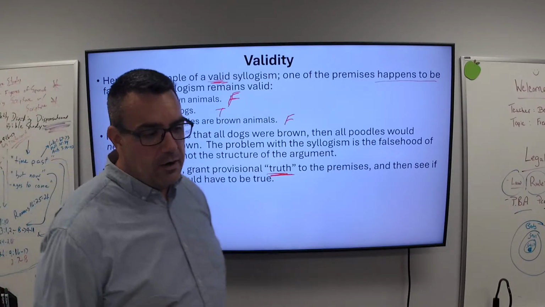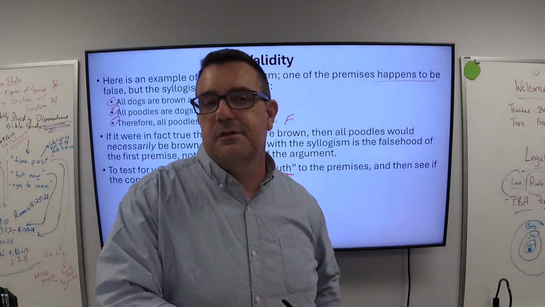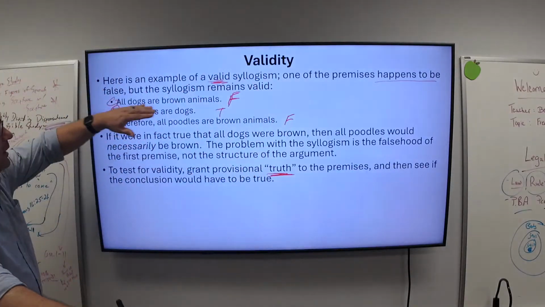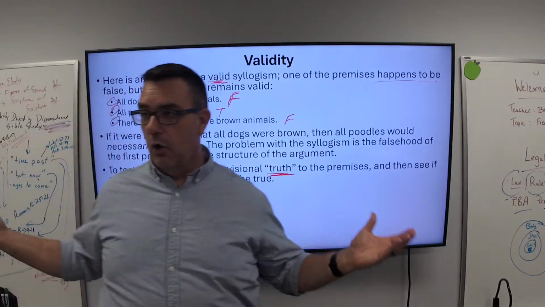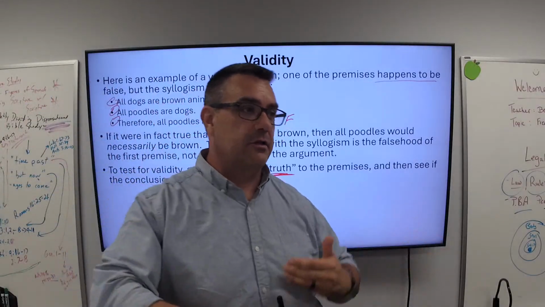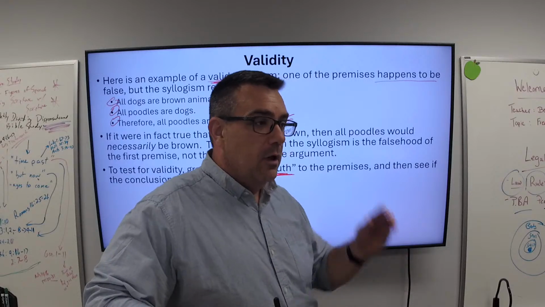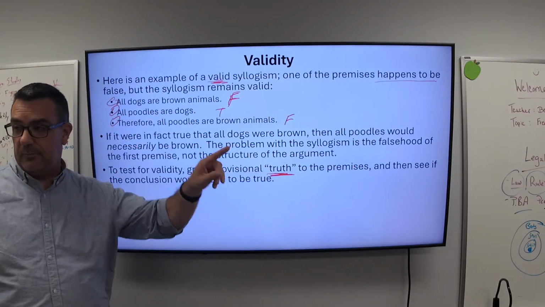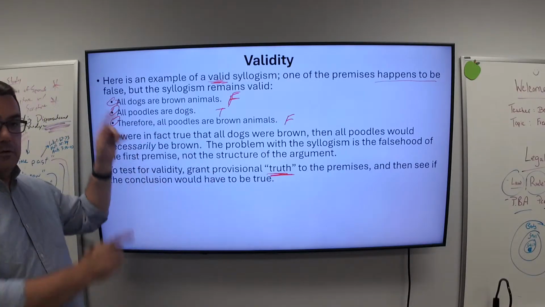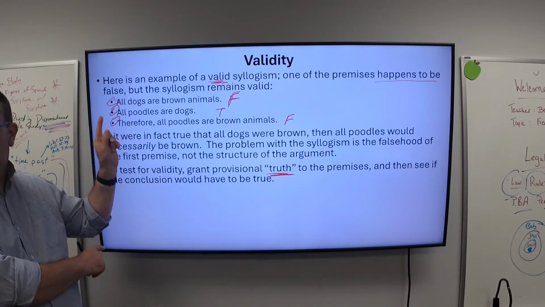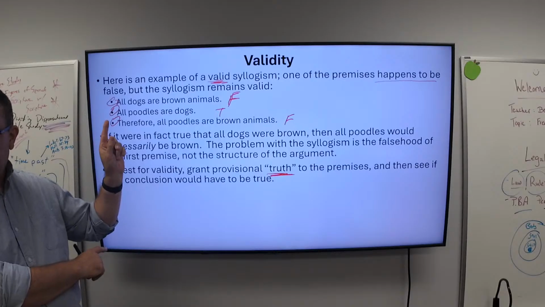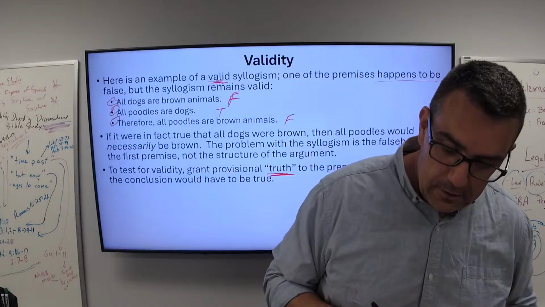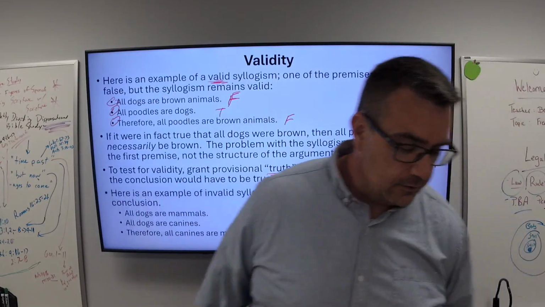This is a thought experiment where you're not signing on the dotted line that you think all dogs are brown animals, because you know very well that you've seen dogs that aren't brown. But you grant the truth of the premise provisionally, temporarily, for the purposes of evaluating the validity of the argument. Does that make sense?